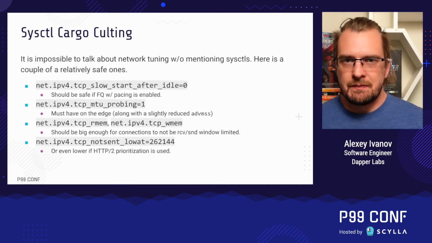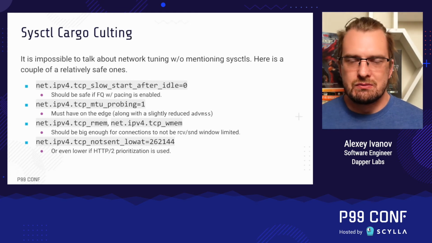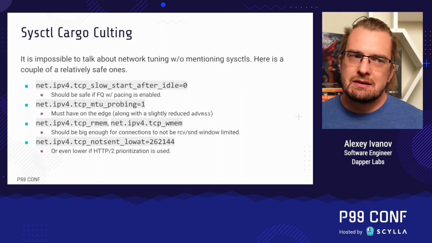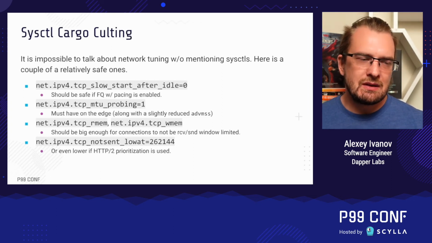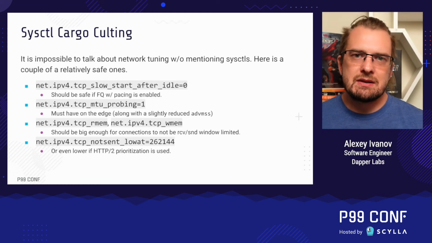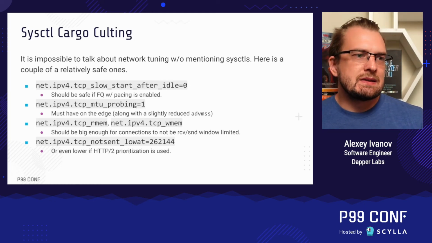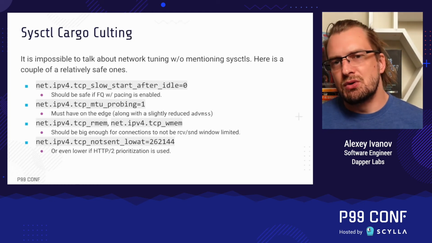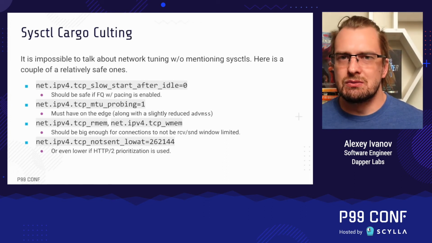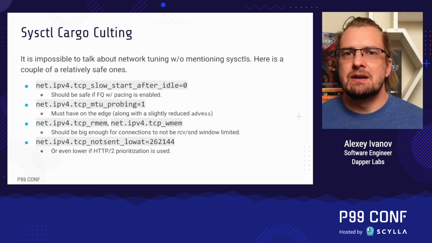Sysctl cargo cult. No network presentation that touches optimization can go around these. So here are some examples that actually work for us. Slow start after idle is quite useless if you have FQ with pacing. TCP MTU probing is on the edge, it's always good to link the network layer and transport layer.